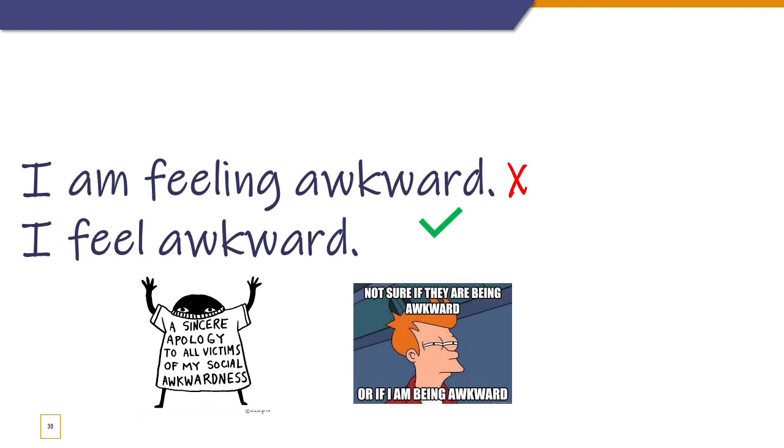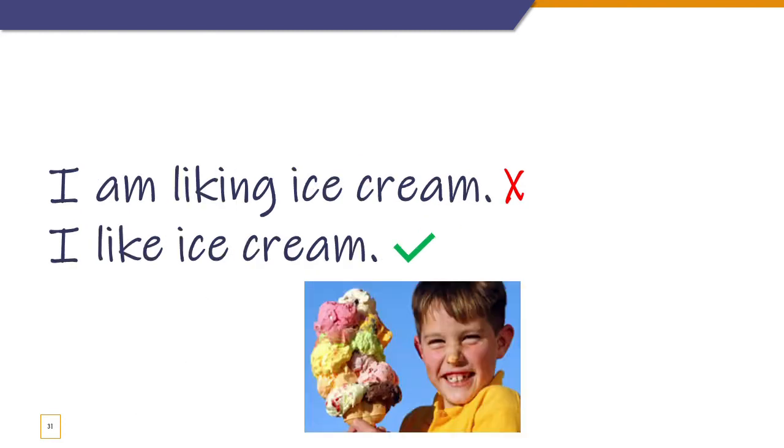And the same goes for feel. "I'm feeling awkward" is wrong. So you only say "I feel awkward." Awkward is to feel shy and embarrassed. You can say "I'm being awkward," but you can't say "I'm feeling awkward." Being denotes that condition or situation where you're feeling awkward. But you can't say "I'm feeling awkward." So "I feel awkward" is more appropriate. Yes, people. So the same goes for like.